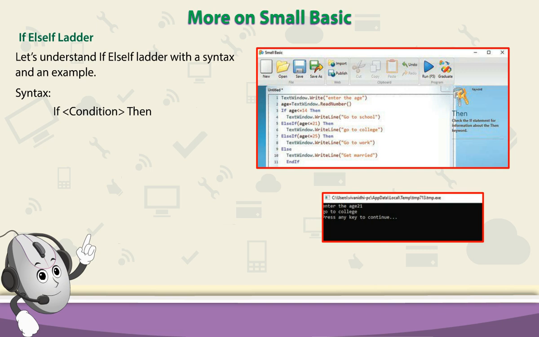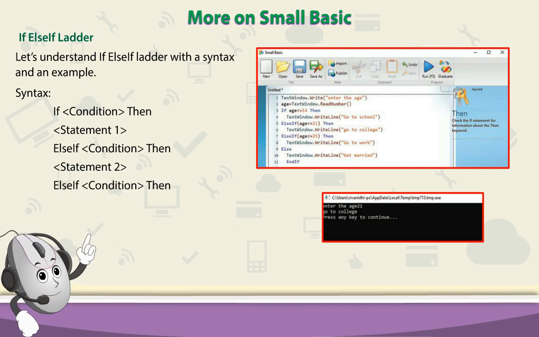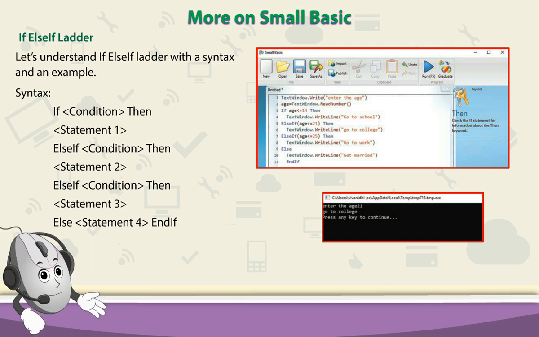Let's understand the if-else-if ladder with the syntax and an example. Syntax: if, condition, then, statement 1. Else if, condition, then, statement 2. Else if, condition, then, statement 3. Else, statement 4, end if.